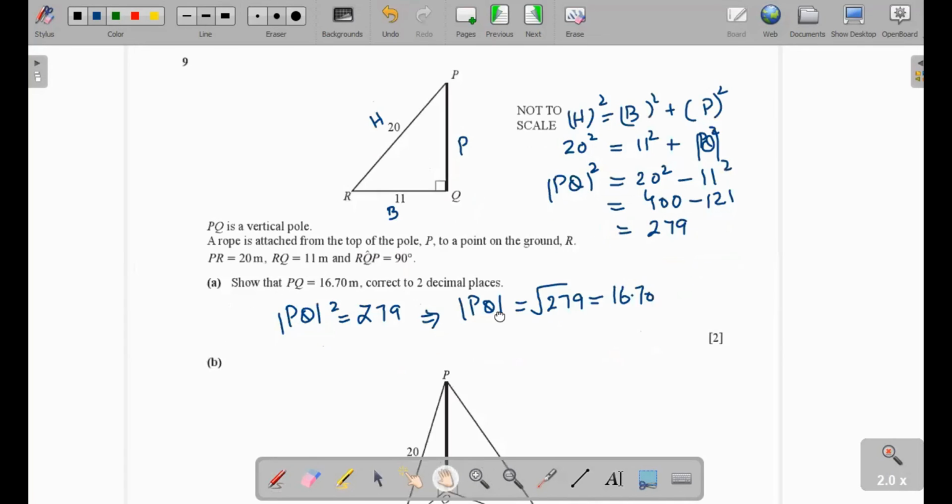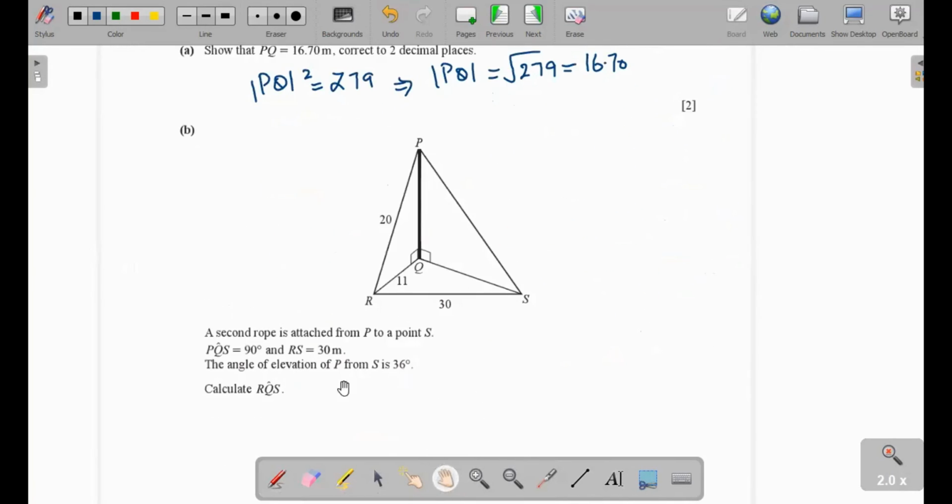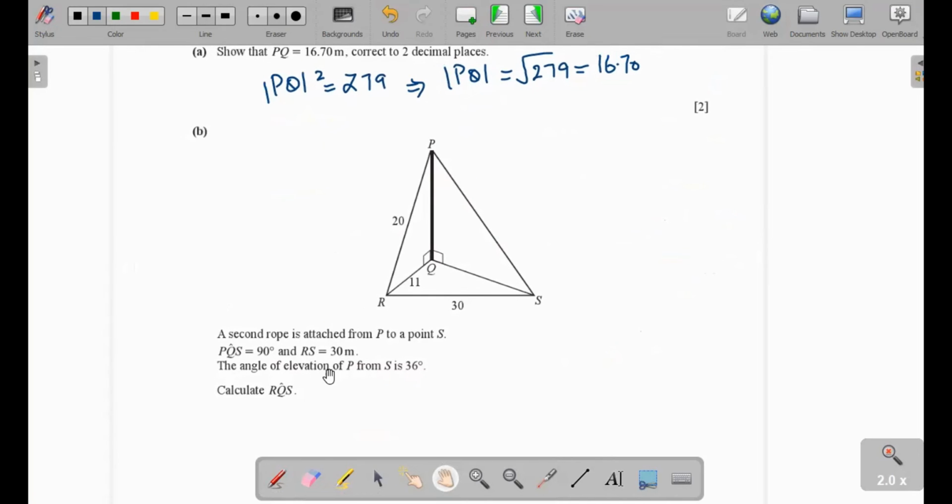Now go to part B. In part B, a second rope is attached from P to a point S. PQS is 90 degrees, RS is equal to 30 meters. The angle of elevation of P from S is 36 degrees. Calculate angle RQS. We have to calculate this angle RQS.